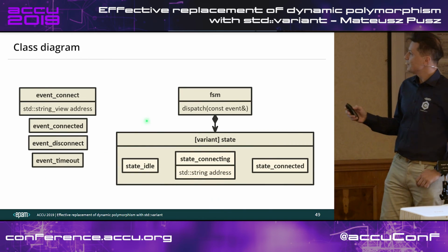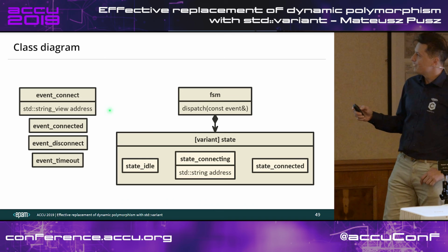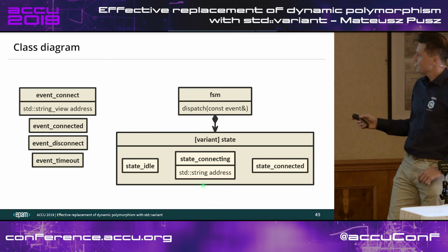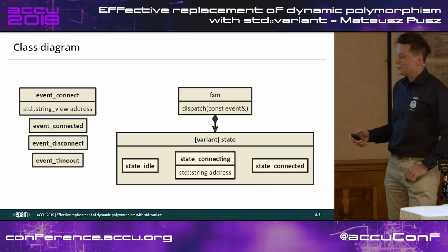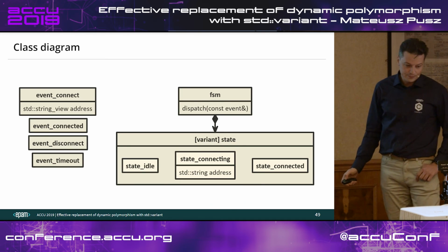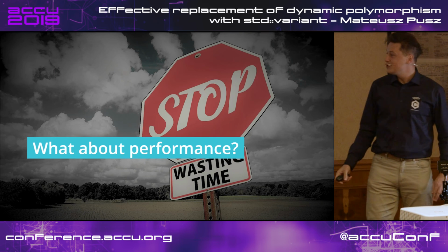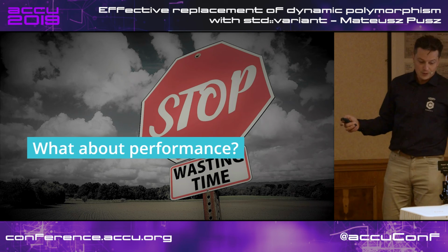So once again, the diagram. This time we don't have a variant of events. They are unrelated classes. And you can see that you have a lot of possibilities here for design by yourself. OK, but this talk is about performance, about working with low latency or high performance software, yes? So what are the results?